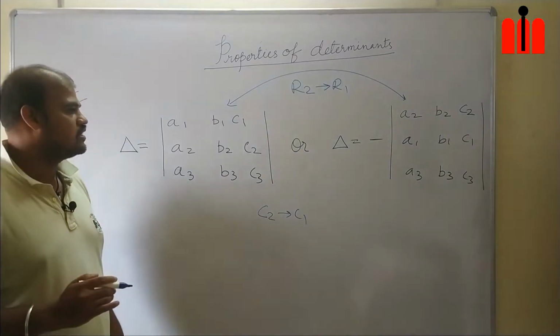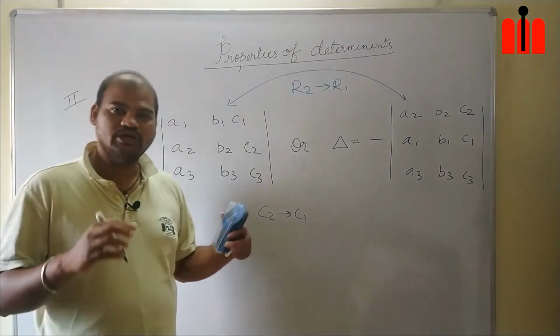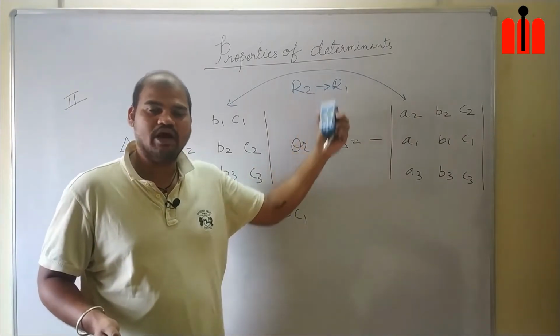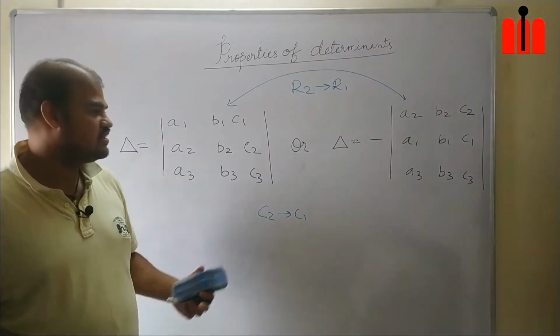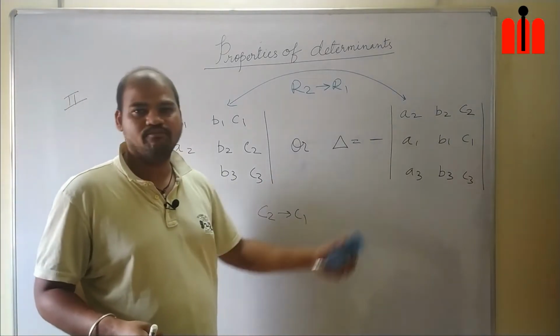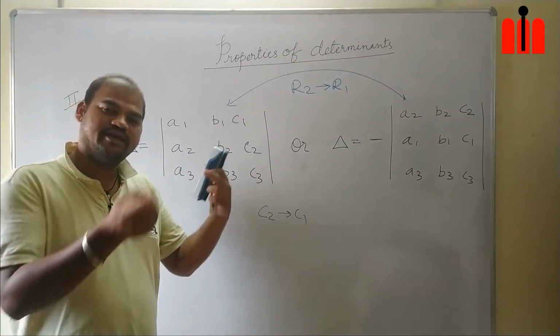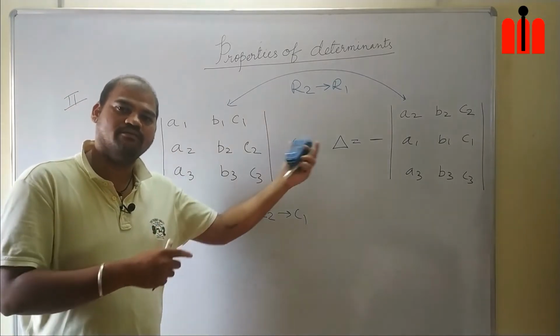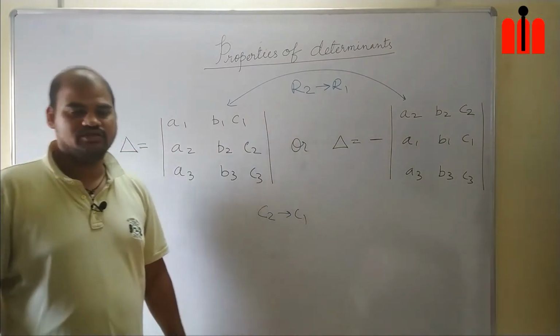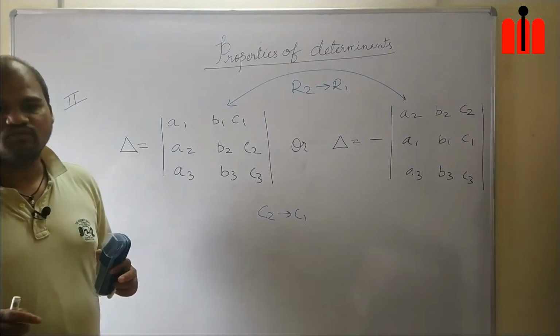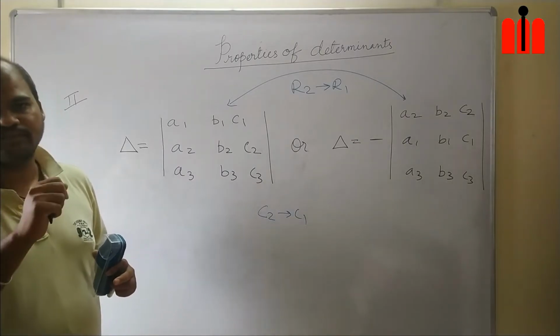Now suppose I do two changes, like R2 to R1, and after that again R3 to R1. If two changes are there, then this det will become positive again, because the first change makes it negative, and for another change it becomes negative again, and negative negative becomes positive. So this explains property number 2. Let's move on to property number 3.